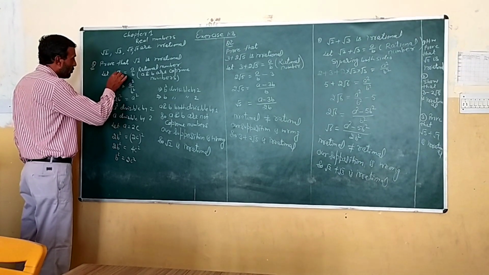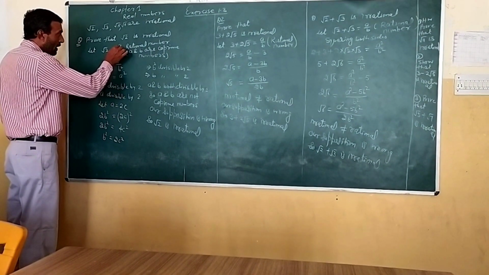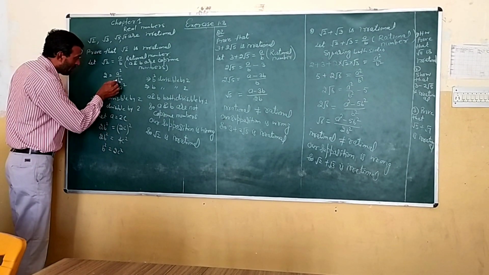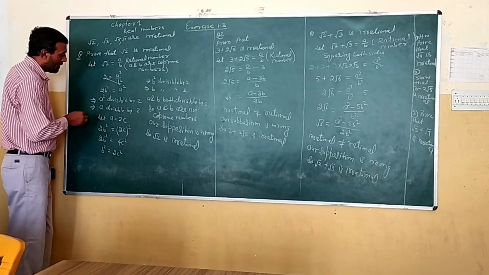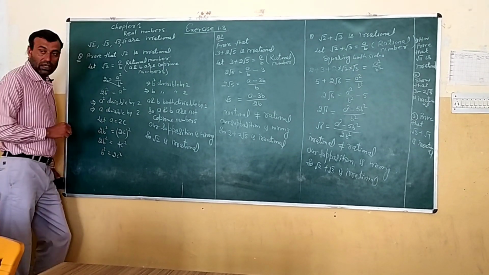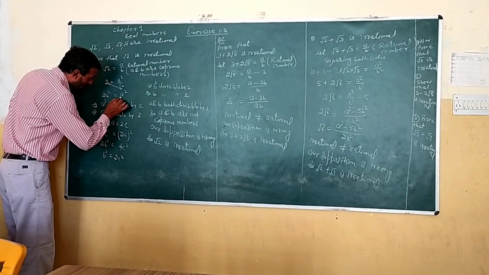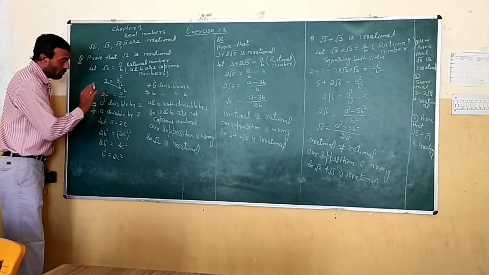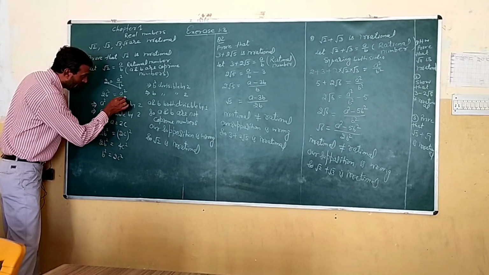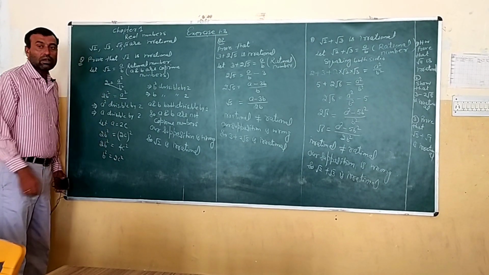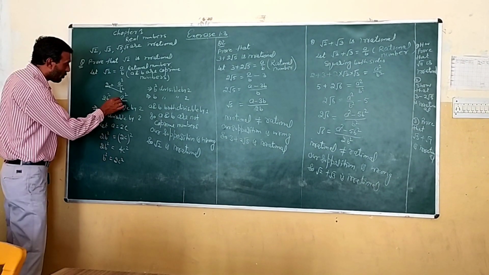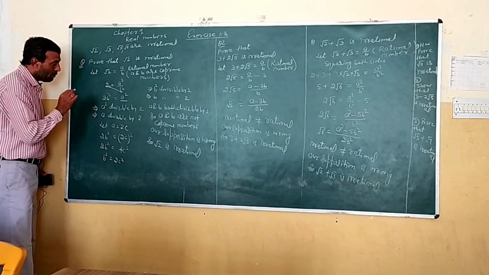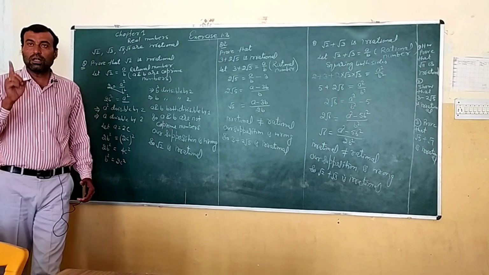Squaring both sides, root 2 square means 2, and a upon b square means a square upon b square. Now transposing b square to this side, we get 2b square is equal to a square. Now we discuss a square. What is the relation between a square and 2b square? Look at this: a square equals 2b square, which means a square is a multiple of 2.